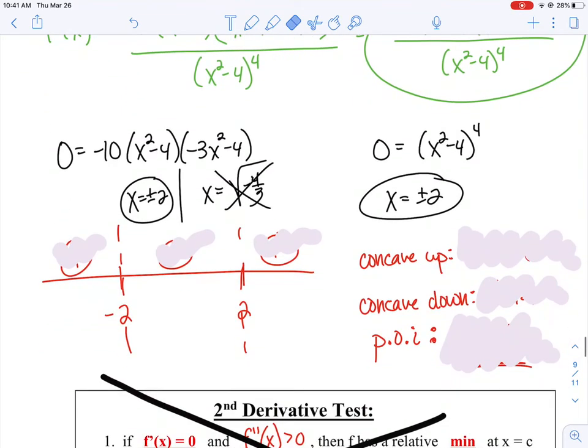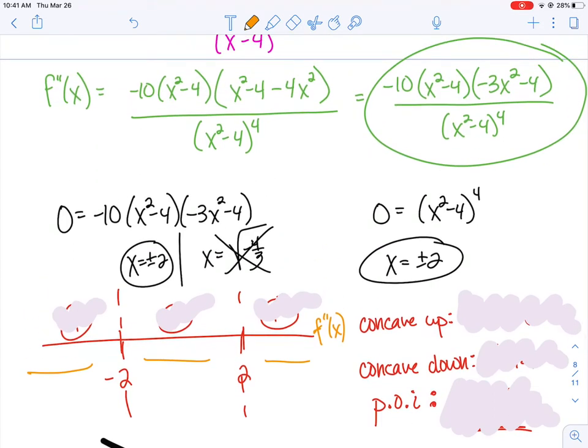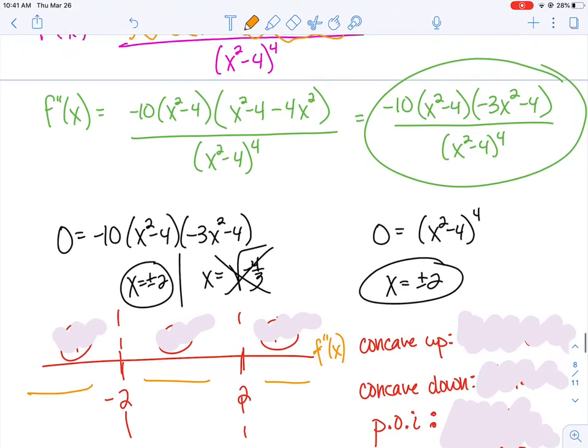And so now that I have those possible points of inflection, I'm going to put that on my sign chart, and I'm going to test values, remember, in my second derivative. If we're talking about concavity, we're worried about our second derivative sign. So I'm going to test a number less than -2, a number in between -2 and 2, and a number greater than 2 in my second derivative. All right, so let's test, I don't know, -3.